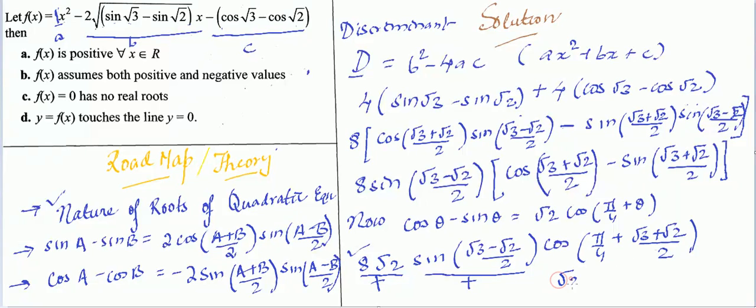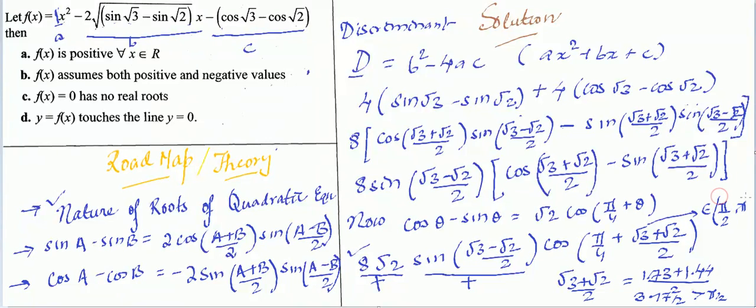Now root 3 plus root 2 by 2, this term is definitely, let's say I take an approximation, approximately 3.17 by 2, and this definitely is greater than pi by 2. So pi by 4 plus a term which is greater than pi by 2 will definitely result in a term which is between pi by 2 and pi. So this angle that we see over here is somewhere between pi by 2 and pi.